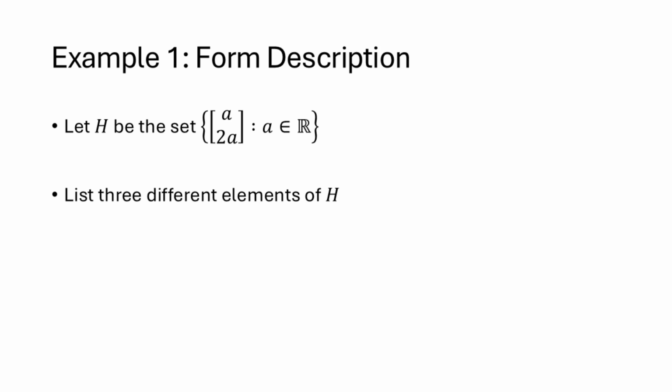So we've defined H to be the set described here, and this is a form description. There are two pieces of this notation inside curly brackets separated by a colon. Before the colon, we have the formula that describes the form that the elements of the set have to take. And then after the colon, we have the domain for any variables that appear in that formula. In this case, our formula just has one variable, and this says that the variable a has to be a real number. So we're asked to find three different examples of elements of H.